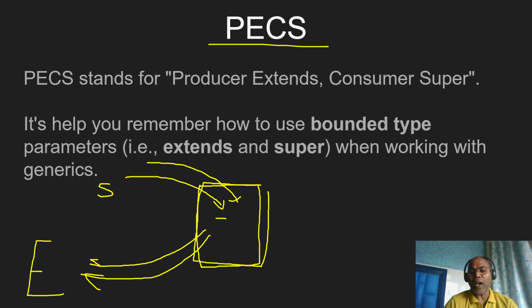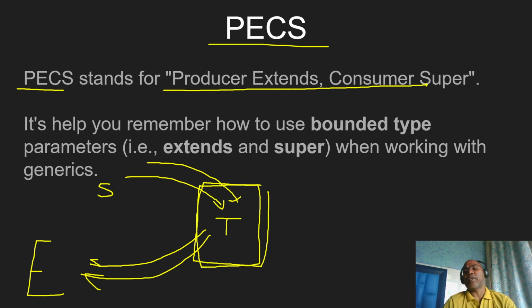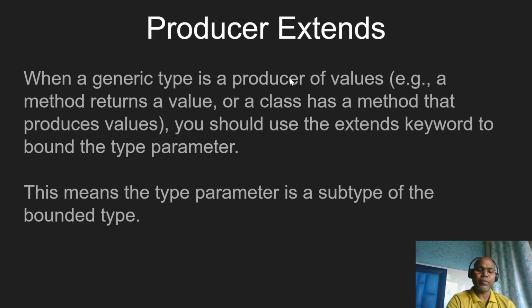So whatever types you are going to define, this type is going to be used as a producing value or as a consuming value. So let's talk in detail here. How does this PECS help us developers? Why do we need to understand this simple principle PECS? Producer extend, consumer super. Okay, let's understand the meaning.